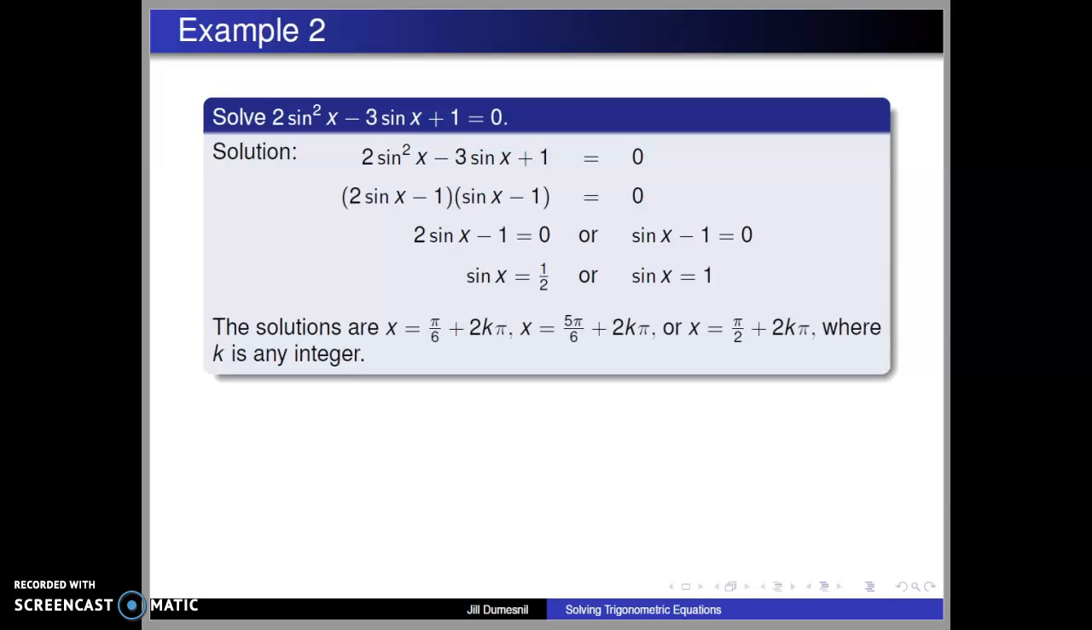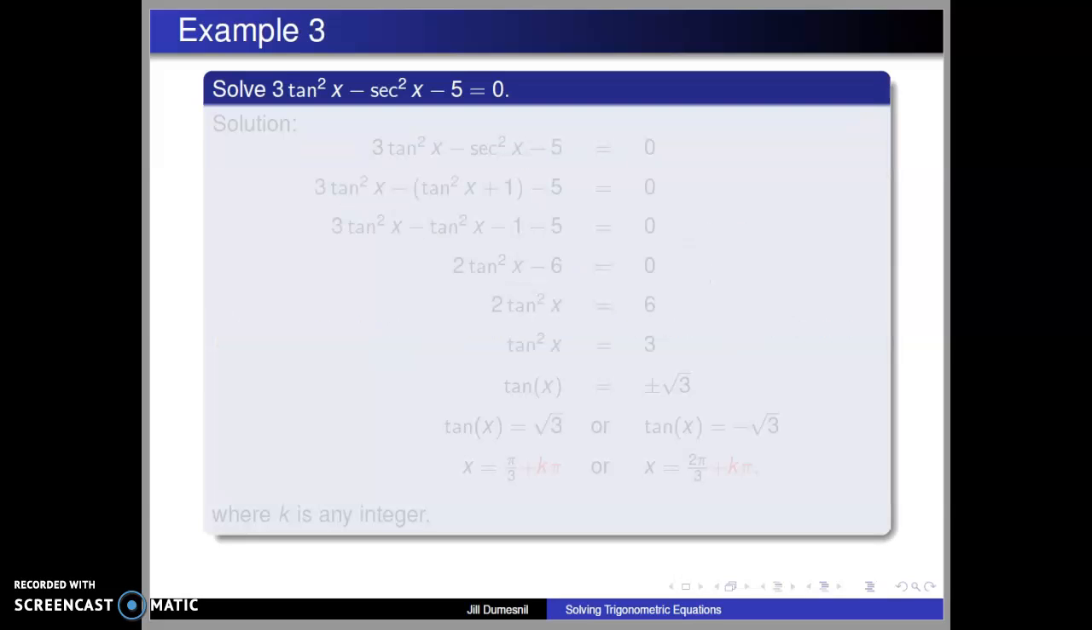The solutions are x equals pi over 6 plus even multiples of pi in the first quadrant, x equals 5 pi over 6 plus even multiples of pi in the second quadrant, and x equals pi halves plus even multiples of pi on the vertical axis when thinking in terms of the unit circle.